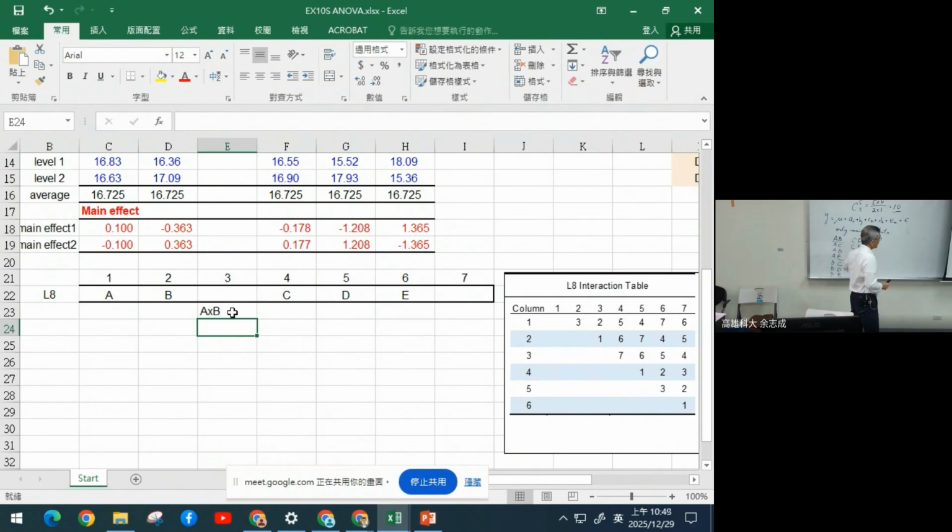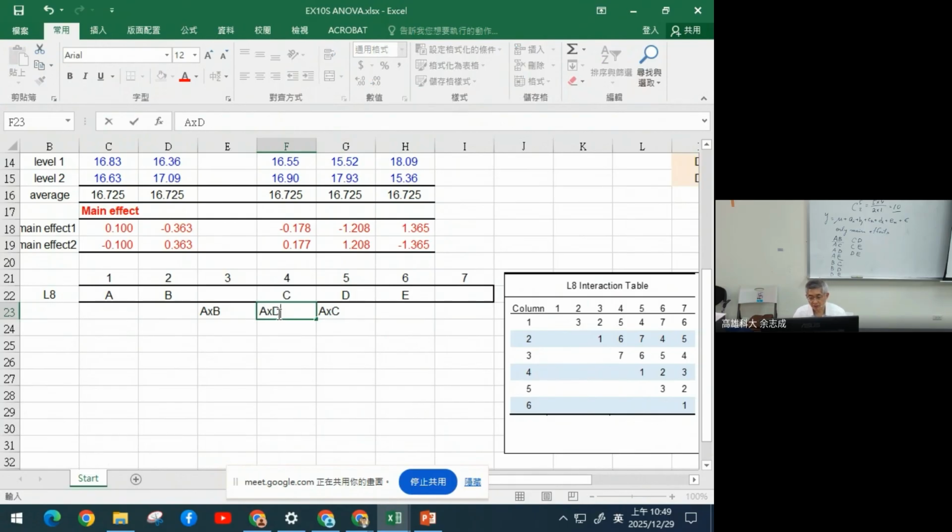How about AC? 1, 3. I'm sorry, 1, 4, right? A is column 1, C is column 4. So interaction AC, which is 1, 4, will happen in column 5. AC. AD, 1, 5. 1, 5 is in column 4.